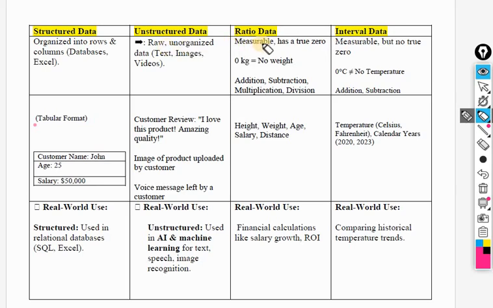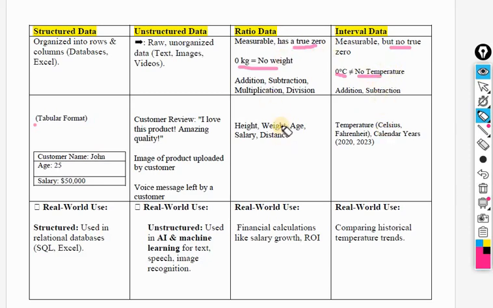Next, ratio and interval. Ratio has a true zero, whereas interval data has no true zero. For example, if you define 0 kg, it means there is no weight, so it has a meaning. But if you define 0 degrees Celsius, mathematically it is understood as no temperature, but really it does not have any meaning. That's why there is no true zero. All these kinds of data come under the interval data.